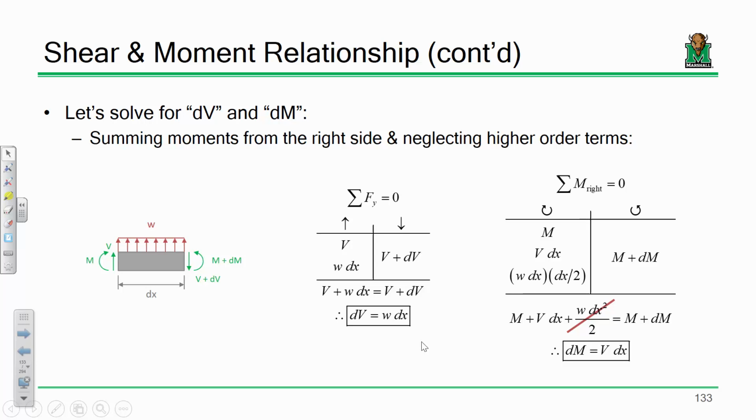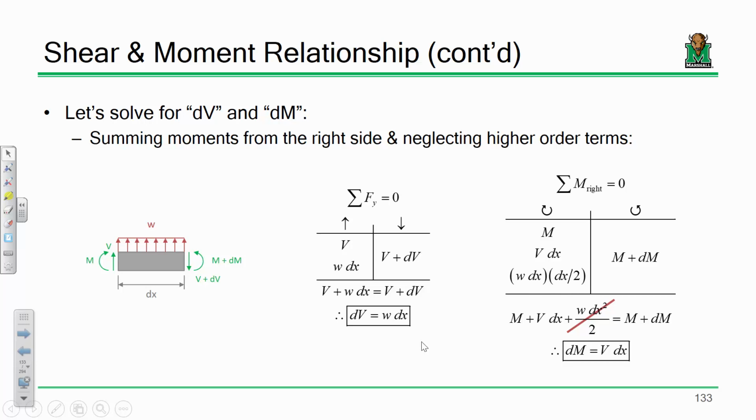And what do I have going down? Well, what I have going down is V plus dV. So everything going up has got to equal everything going down. The V's cancel, and that incremental change in shear, dV, is W dx. Everybody okay with that? Okay, now what about sum of moments?